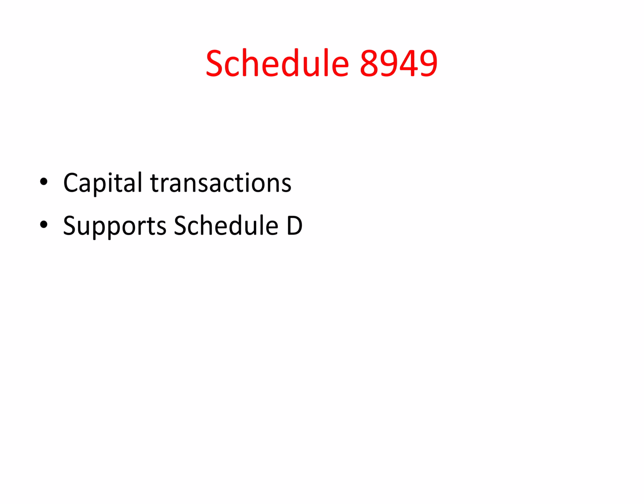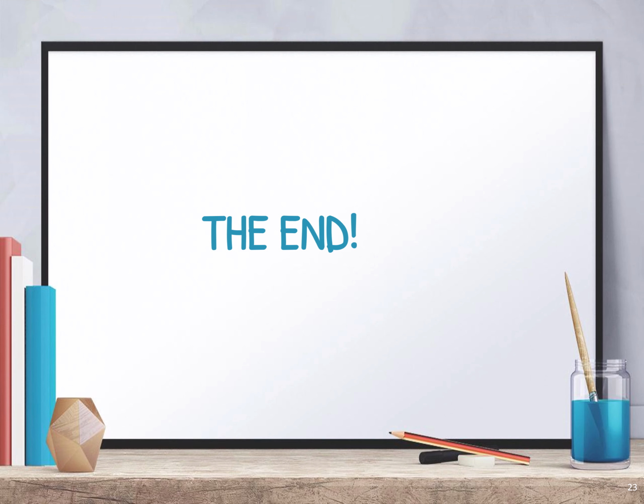Schedule 8949, Sales and Capital Transactions. When you need it: if you sold stocks, crypto, or property and need transaction-by-transaction details. Important fact: supports Schedule D. And that's your full easy walkthrough of the most common IRS schedules.